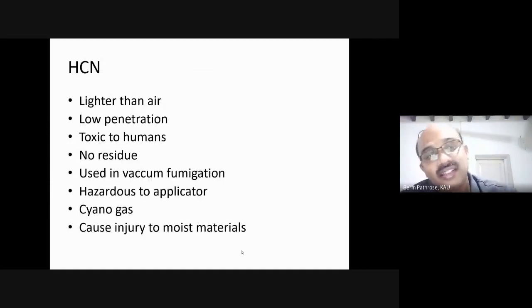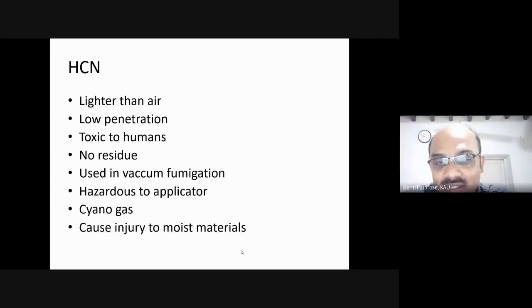Then comes next hydrogen cyanide. As you all know, cyanides are all extremely toxic, not only to human beings, but to all organisms. It is lighter than air. Again, as it is lighter than air, it has low penetration. If the fumigant is heavier than air or lighter than air, both will reduce the penetrating power. It is toxic to human beings.